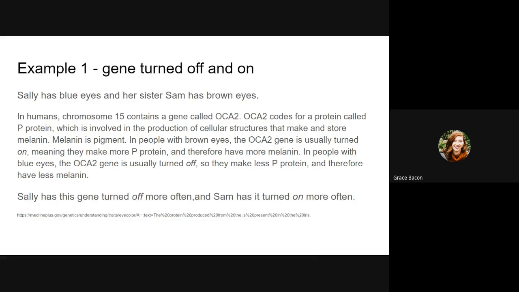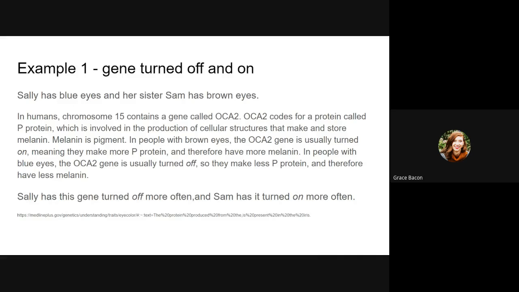So in people with brown eyes, the OCA2 gene is usually turned on, meaning they make more of that protein, and therefore they have more melanin in their eyes. In people with blue eyes, that gene is usually turned off, so they don't make as much of that protein, and therefore they have less melanin. So it's just an issue of we have a gene, both people have a gene. For one person, it's turned on. When it's turned on, it makes this protein, which makes melanin. When it's turned off, it doesn't make that protein, so it doesn't make melanin. So the eyes are lighter.